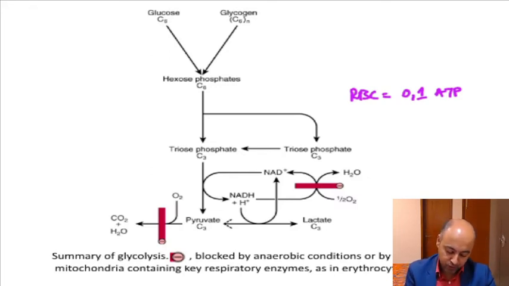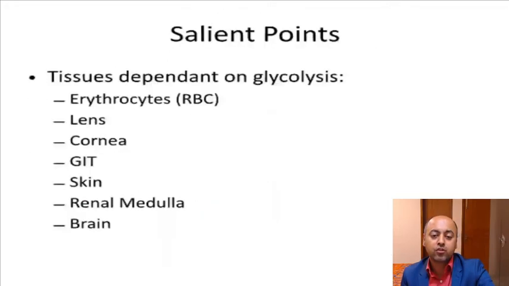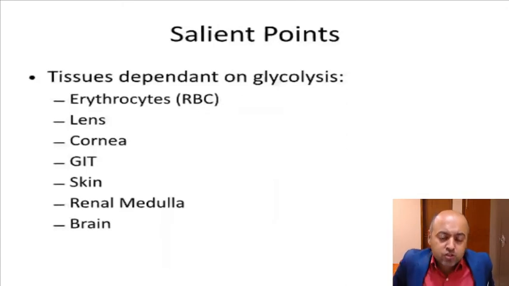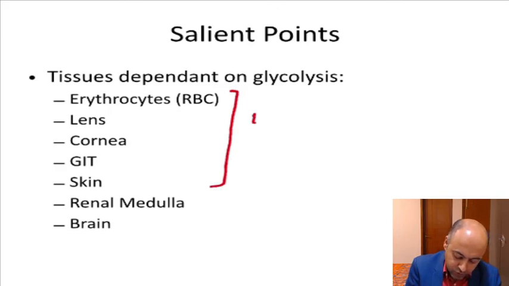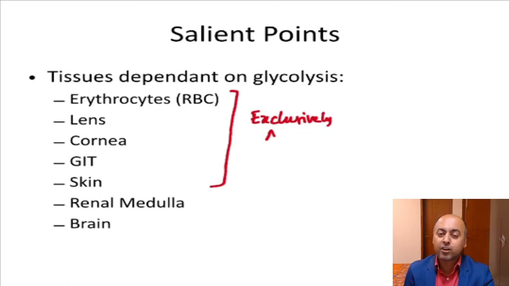Okay, all of this we've done. So what are the points you should know separately for glycolysis? Let's see the points which you have to know for glycolysis. Which are the tissues which are dependent on glycolysis? These are tissues which have exclusively anaerobic glycolysis.